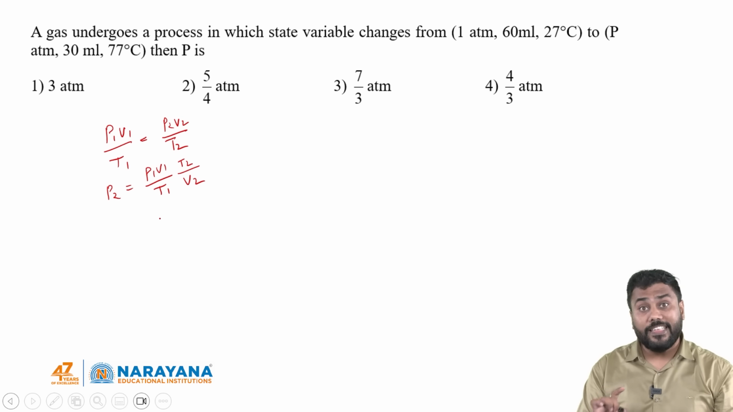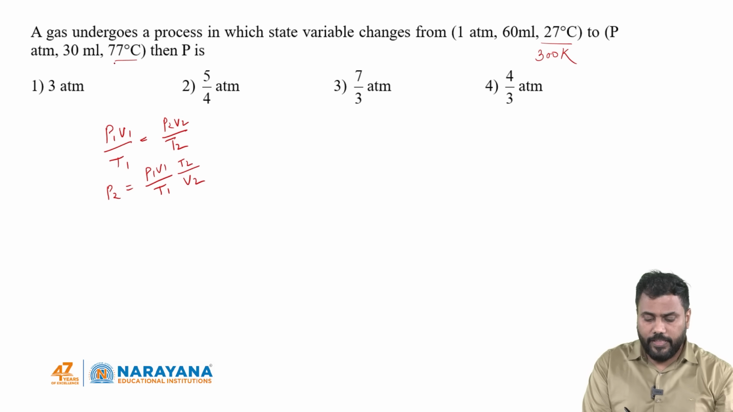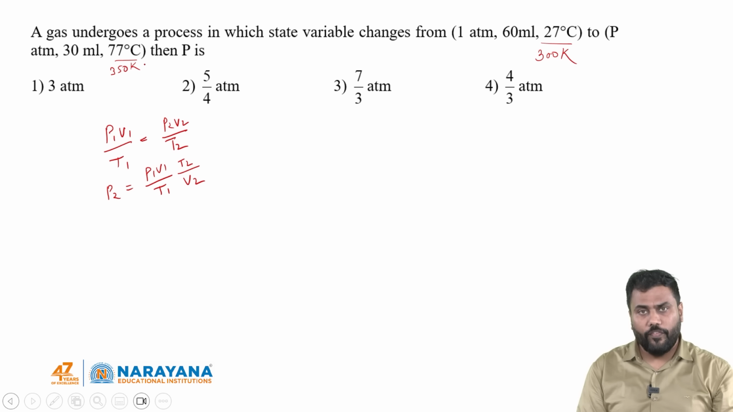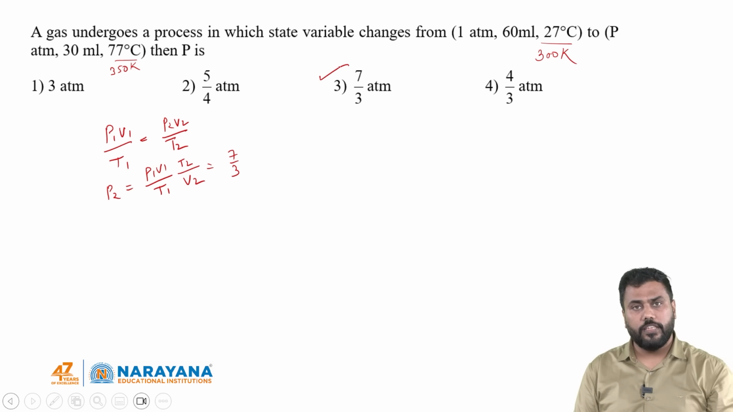Now you just have to substitute the values of the pressure, volume, and temperature which are given in the question. Please take care of this 27 degrees Celsius. It is in degrees Celsius, you have to convert this into Kelvin. So 27 degrees Celsius will be converted to 300 Kelvin, and 77 degrees Celsius is just 50 degrees Celsius extra, so it will be 350 Kelvin. If you take care of this conversion and solve all this, you will get the final pressure as 7 by 3 atm. That gives us the answer: 3 is correct.